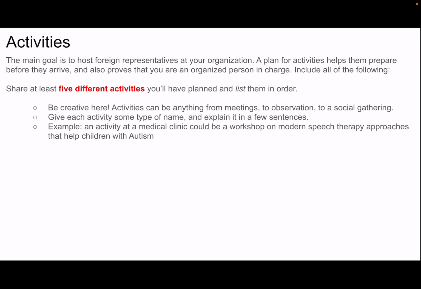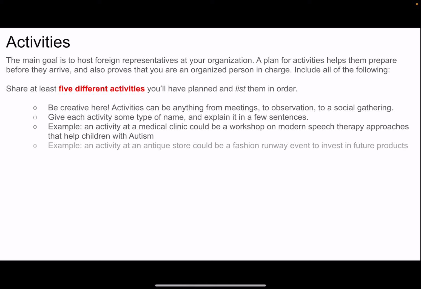So here's an example just to kind of give you some perspective. An activity at a medical clinic could be a workshop on modern speech therapy approaches that help children with autism. It's a little bit more specific. I know it's a workshop, that's the event, and what's the event going to cover? I said that in a sentence, so you can see, just a little 2 to 3 sentences that summarize.